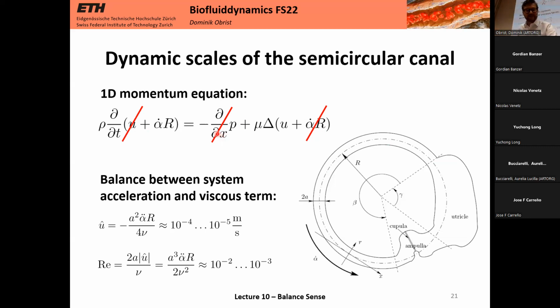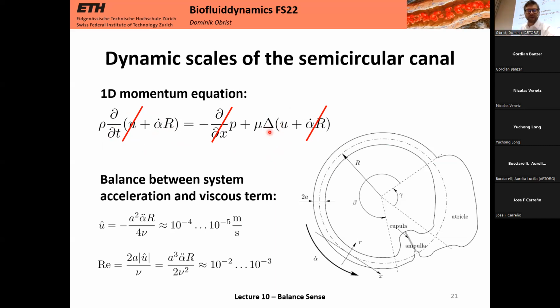So we ask the question, if we have a certain acceleration of the head, why is it an acceleration? Here's alpha dot, but here we have a d/dt. If we have a certain acceleration, this will end up as rho alpha double dot times R. And if we try to balance it against the viscous friction, how much flow can we generate? If we move a canal, what is the flow velocity which creates just enough friction to compensate for the stimuli by the acceleration? So that's what we get when we balance these two terms, this term on the left-hand side and this term on the right-hand side.